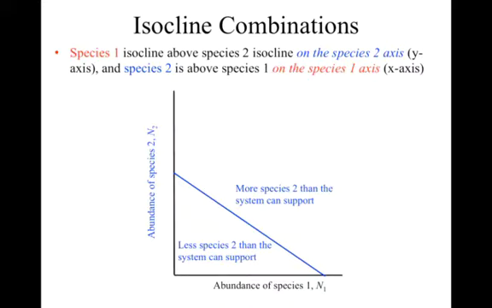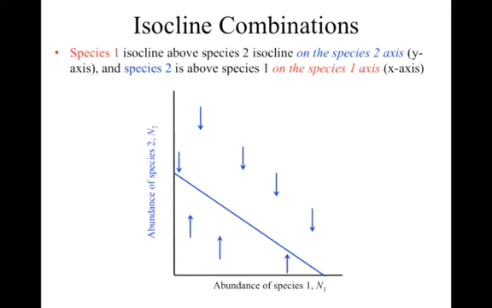So again, above the isocline, along the y-axis, we're going to have species 2 decreasing, and below the isocline on the y-axis, we're going to have species 2 increasing. That's my species 2 isocline. Those are my arrows for my species 2 isocline.